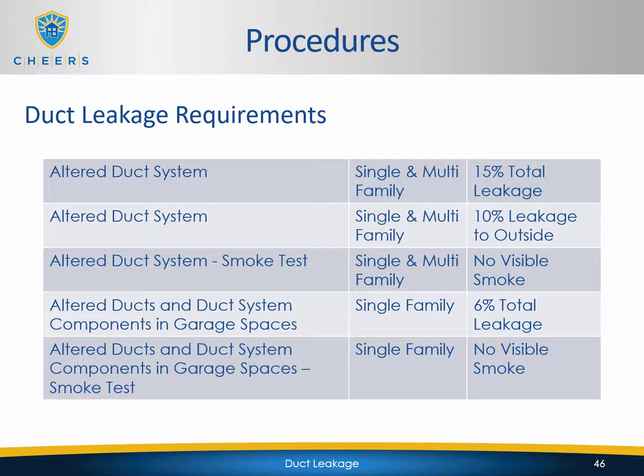For altered ducts and duct system components in garage spaces, for single family, it can be no more than 6% total leakage. And then again, if you can't achieve that, then we go back to that smoke test, and you can't have any visible smoke in those accessible locations.